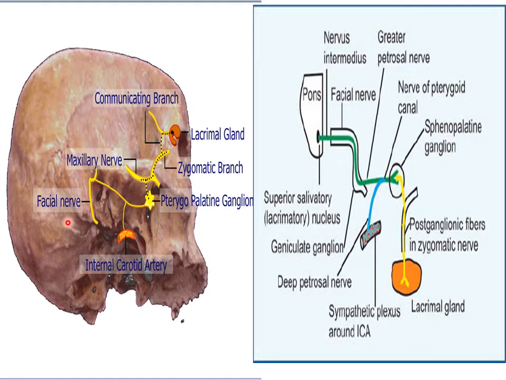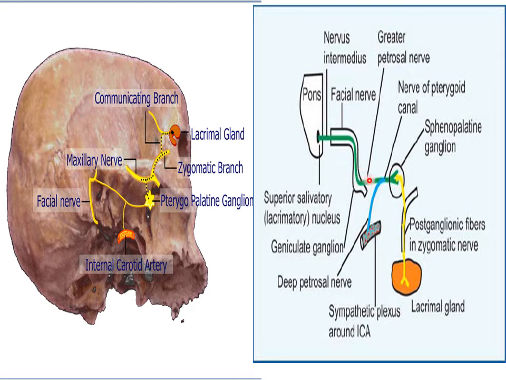The secretomotor pathway begins in the lacrimatory nucleus in the brainstem, the superior salivatory nucleus or the lacrimatory nucleus. Then the fibers pass through the nervus intermedius. Then through the trunk of the facial nerve, they reach the genu of the facial nerve. Genu means bend. The fibers reach the genu and the geniculate ganglion. Then from the geniculate ganglion, the fibers pass through the greater petrosal nerve.